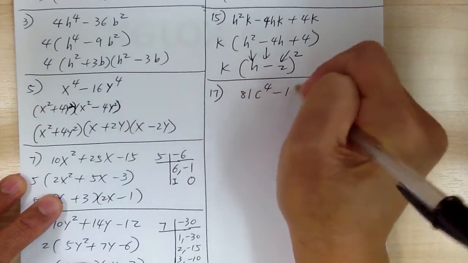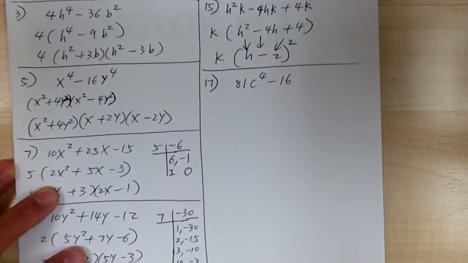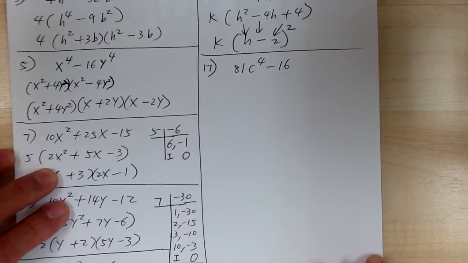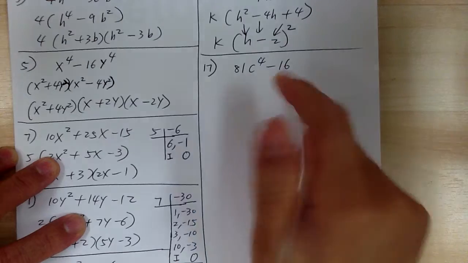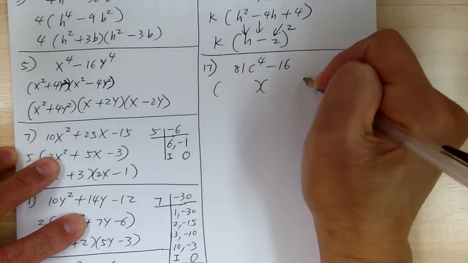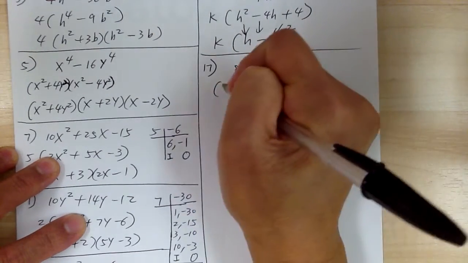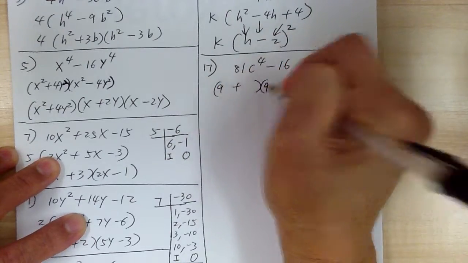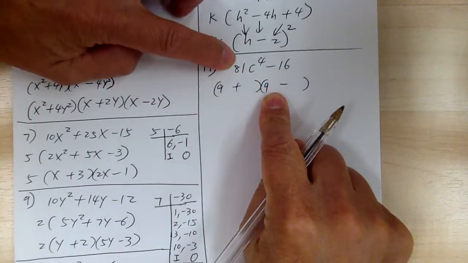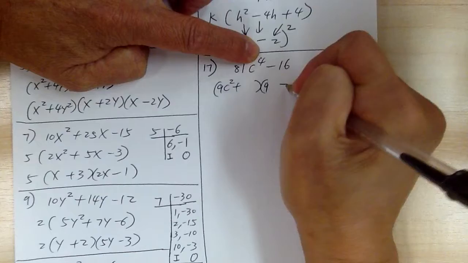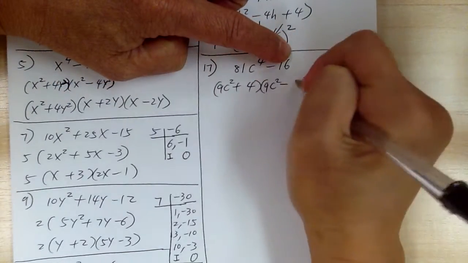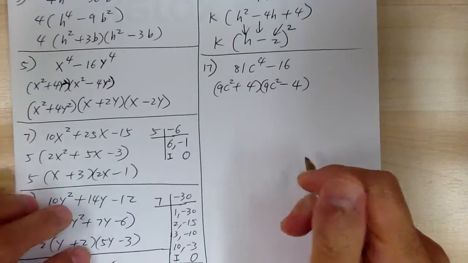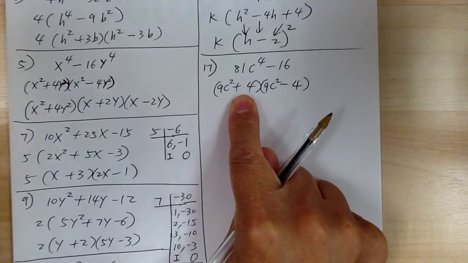81c to the 4 minus 16. So step 1, common factor, cannot. Step 2, this is difference of squares, so I'm going to get conjugates. So I get 9 times 9, 9 times 9 gives me 81. And I need c squared and c squared to get c to the 4. Now I need 4 times 4 to give me 16. Okay? So this is addition, so this is done.